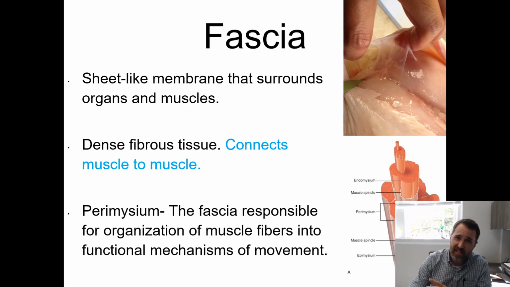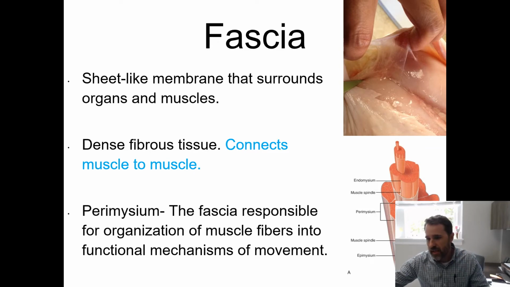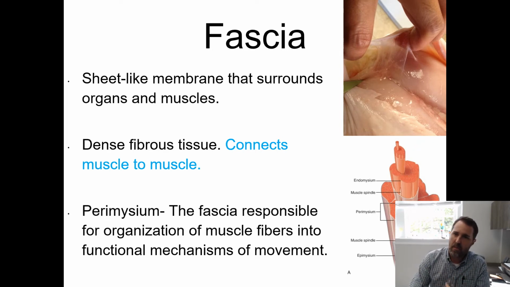The next connective tissue, fascia. This is a sheet-like membrane that surrounds your organs and your muscles. It is a dense, fibrous tissue. If you had a piece of fascia in your hand, it would be tough. It connects muscles. It binds muscles together. It helps organize muscles.